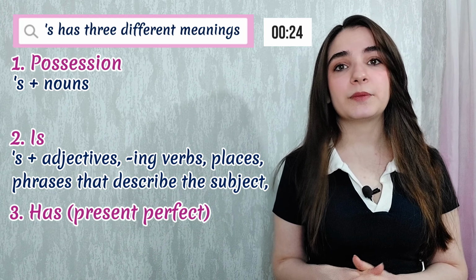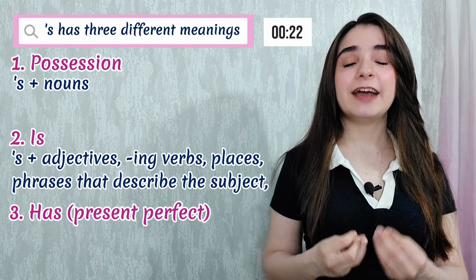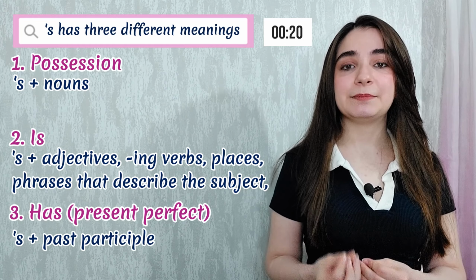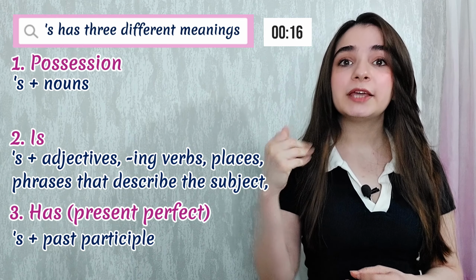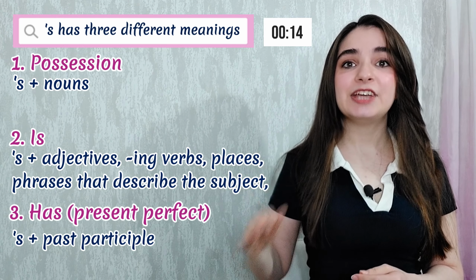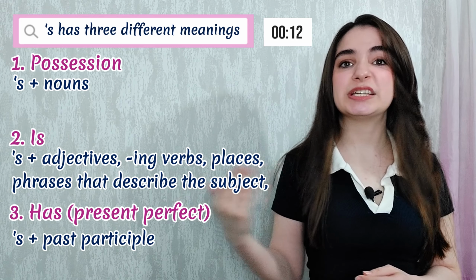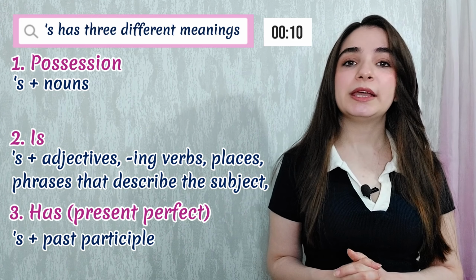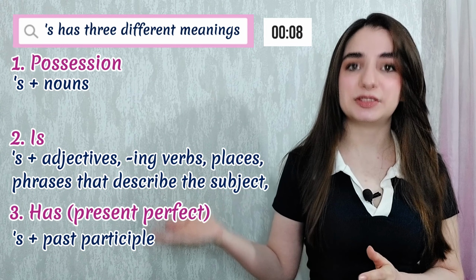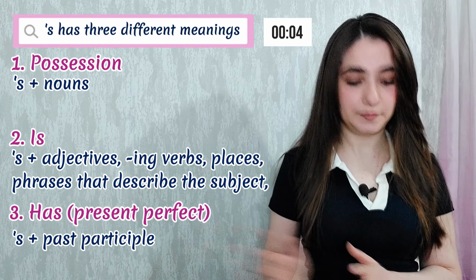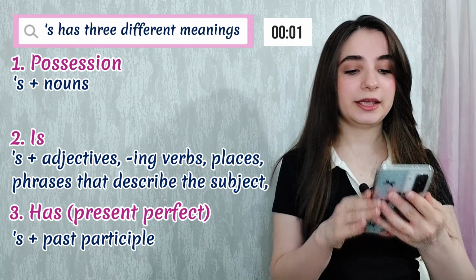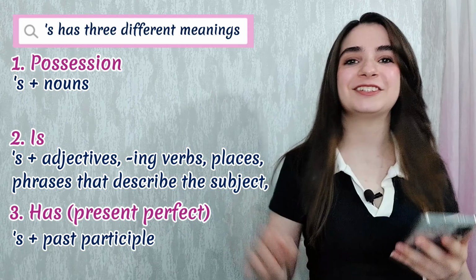And number 3, has. When after apostrophe S, you can see a past participle, the 3rd form of a verb, you can understand that it is has. She has finished. She's finished. Okay? Or, I don't know, he's done. He has done. It's gone. It has gone.